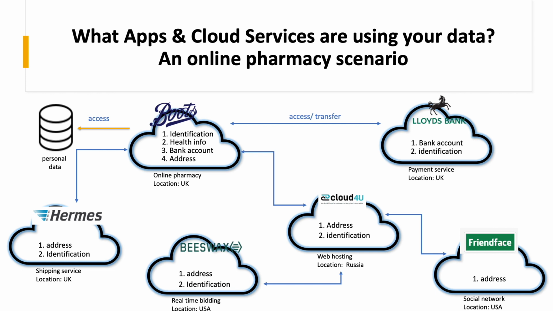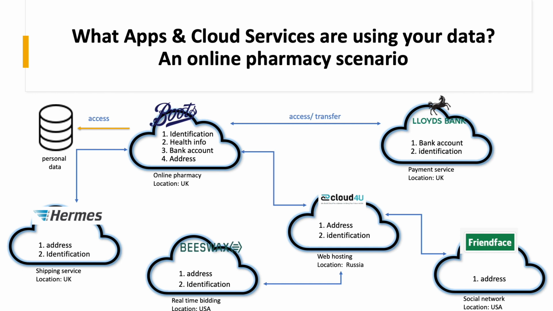A customer accesses the website of an online pharmacy to order some drugs and needs to provide the following personal information: identification, health info, bank account, and address. The online pharmacy stores the details of the request in its database and accesses this to process the order. Cloud4U is a Russian web hosting service provider which hosts and manages the website of the online pharmacy, so customers' data is managed on their servers.